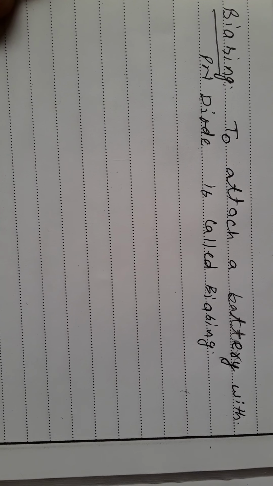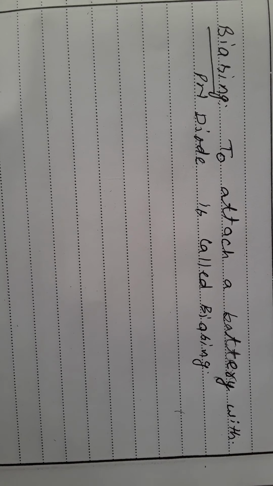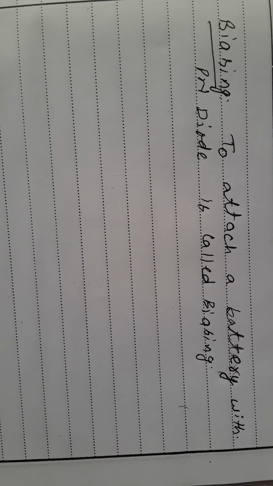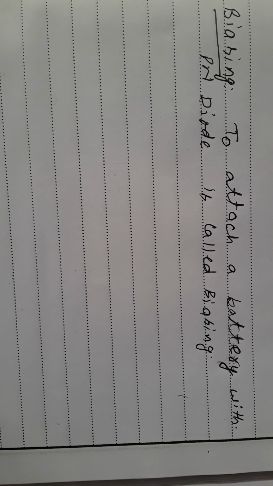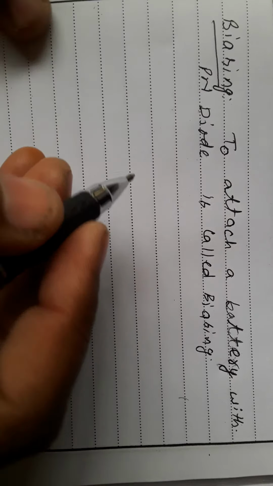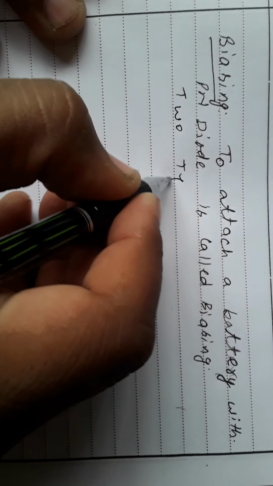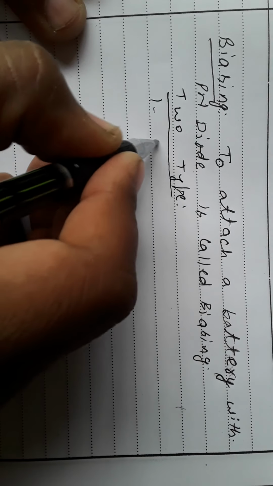Hello children, in the semiconductor lecture we will discuss biasing. To attach a battery to a PN diode is called biasing. It is of two types. First is called forward biasing.